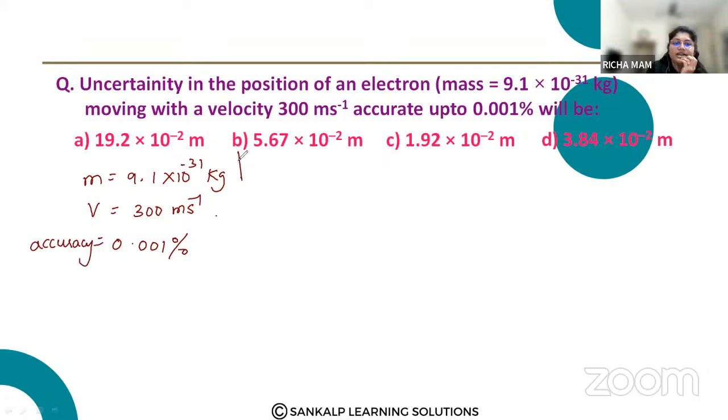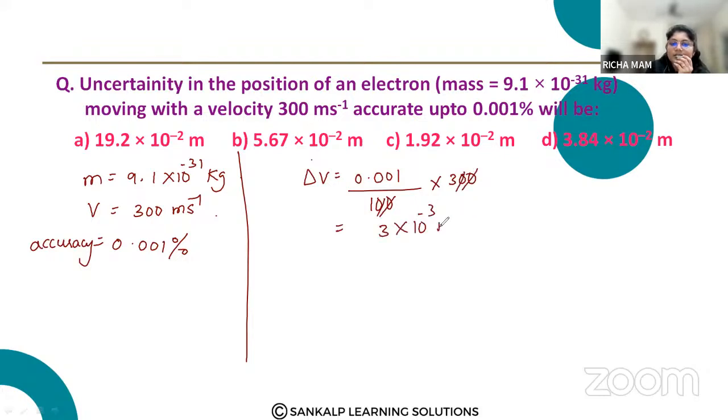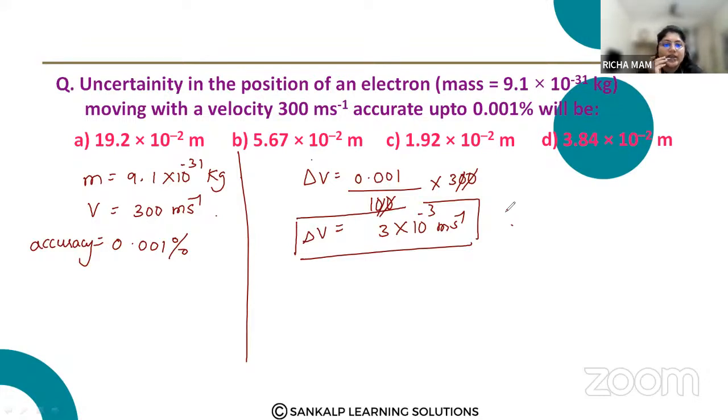Let us put these values. So what is the change in velocity? Accuracy is 0.1 divided by 100. 0.1% means percentage divided by 100, into 300. This is the change we are going to get. So it is 3 into 10 raised to minus 3 meter per second. That is the uncertainty in the velocity. By putting the accuracy with the velocity, we find the change in velocity, 3 into 10 raised to minus 3 meter per second.